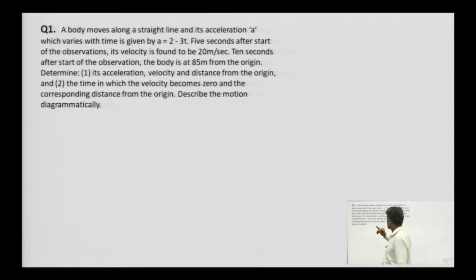Let us take one example. A body moves along a straight line and its acceleration a, which varies with the time, is given as 2 minus 3t. So the variation of a is 2 minus 3t. It is linear, a polynomial of order 1 in terms of t.